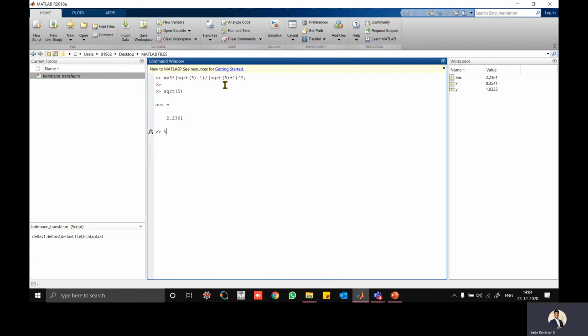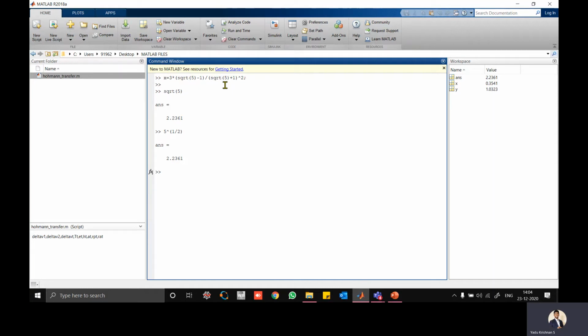Or what is the second one? 5 raised to, I have to use the raised to 1 by 2. We should get the same answer, otherwise it's wrong. You are getting the same answer. So both ways you can do. Based on your ease, whichever one you want to use, you can use it. There are plenty of inbuilt functions available in MATLAB. Okay, one by one we will be learning everything.